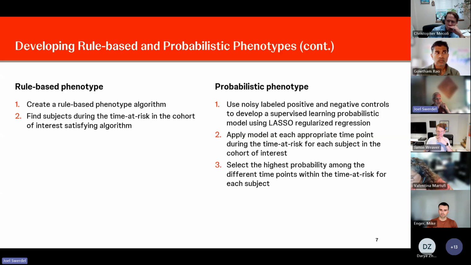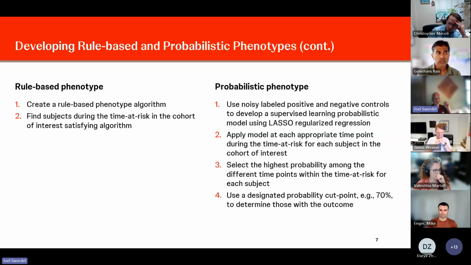Once we've analyzed each subject, we pick the highest probability among the different time points within the time at risk for each subject. And then what we're doing is using a designated cut point. We might use 70%. In the example I'm going to be giving today, we actually found that 67% was pretty good to determine those with the outcome.